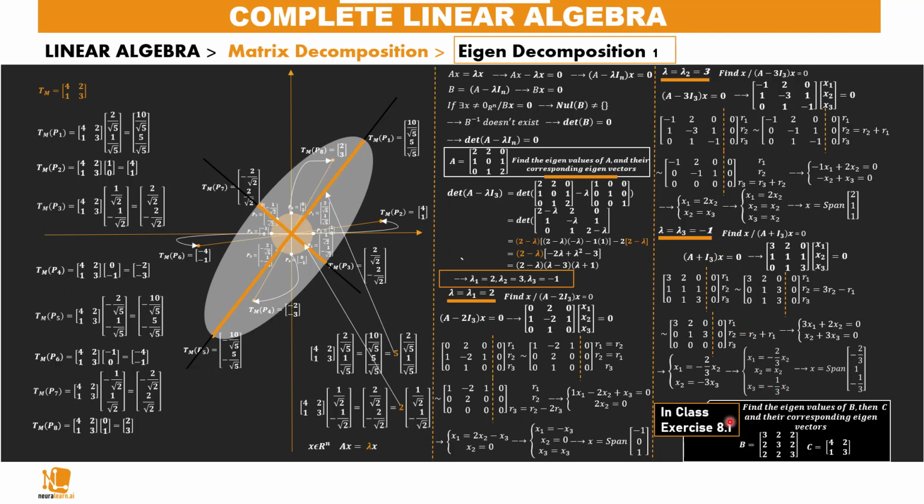For our in-class exercise, we shall find the eigenvalues and the corresponding eigenvectors of these two matrices B and C. Notice that C happens to be the matrix we had. So normally your eigenvalues should be 5 and 2, and your eigenvectors should be multiples of these vectors. So good luck on this, and see you in the solution.